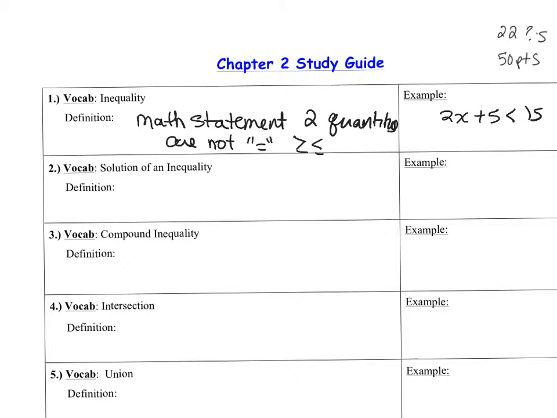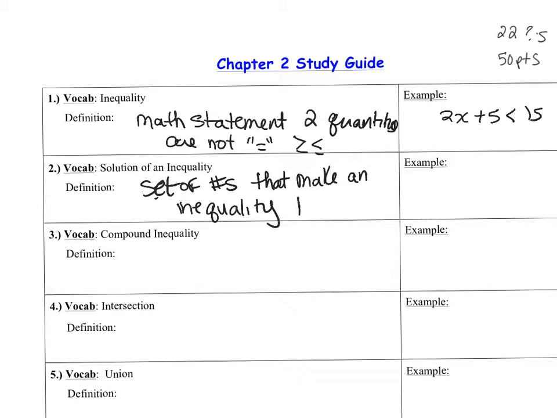The solution of an inequality is the range of numbers, or the group of numbers, or the set of numbers is probably a better word. The set of numbers that make an inequality true. We call this satisfying the inequality. When something satisfies the inequality, it means that it makes it true.